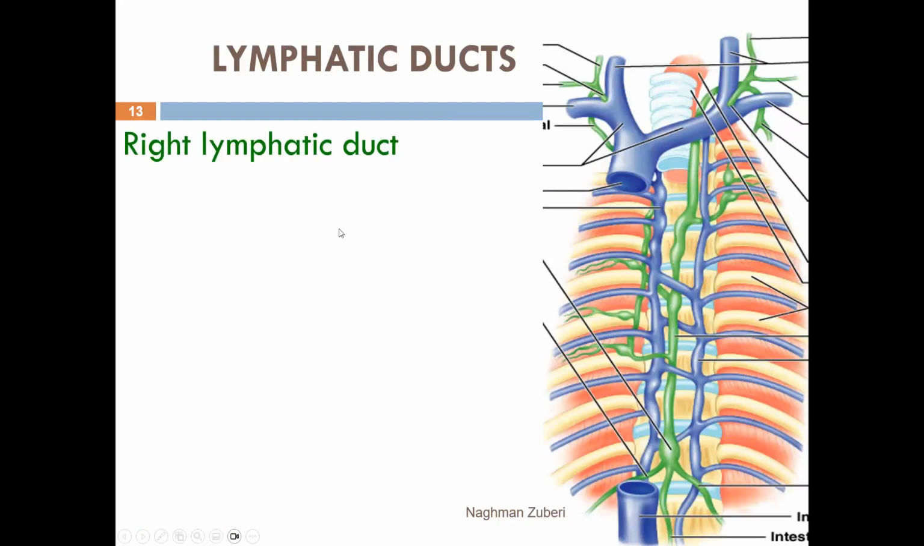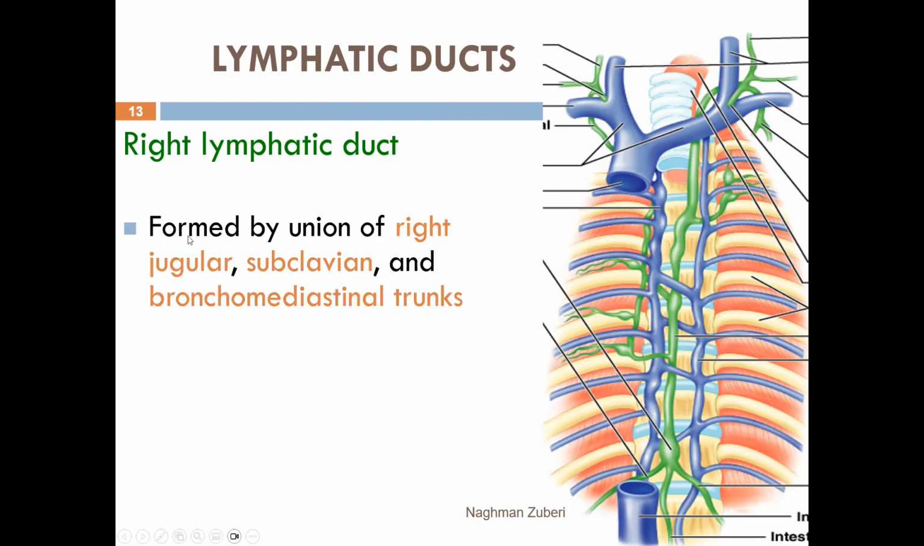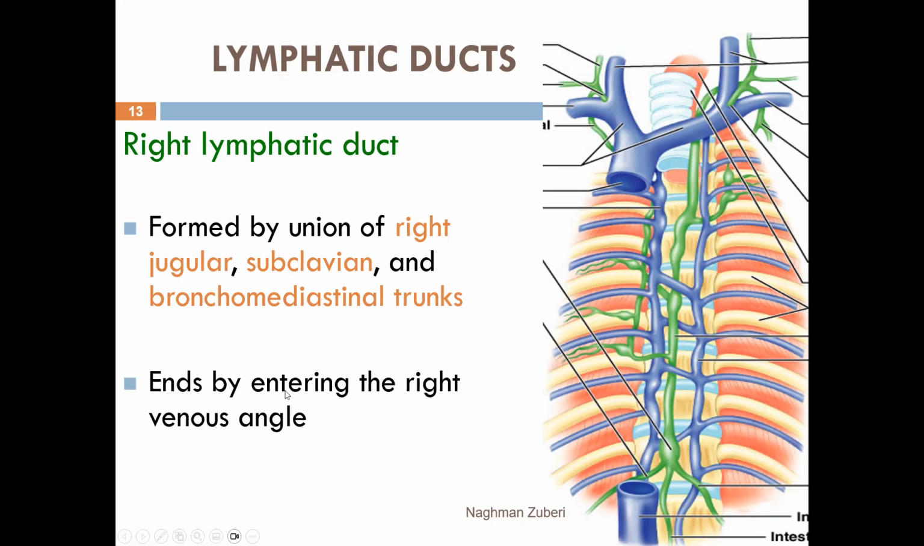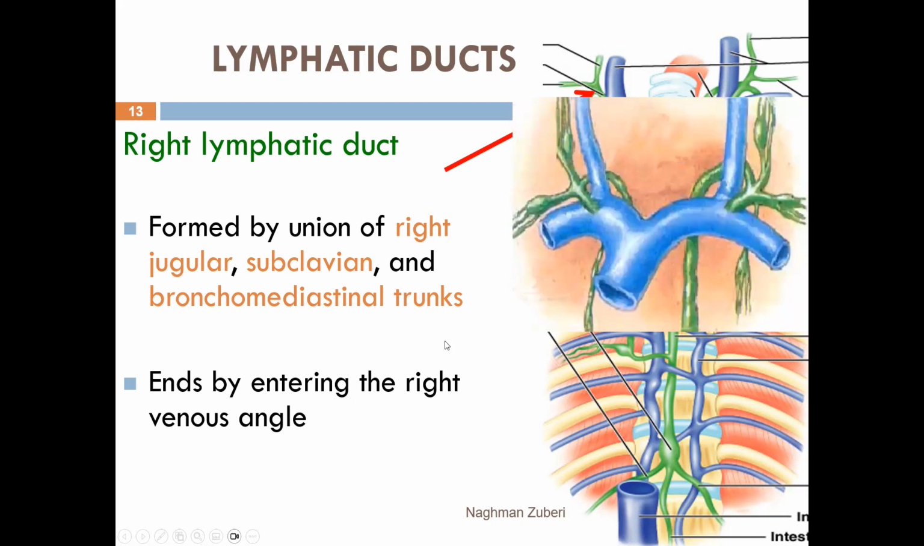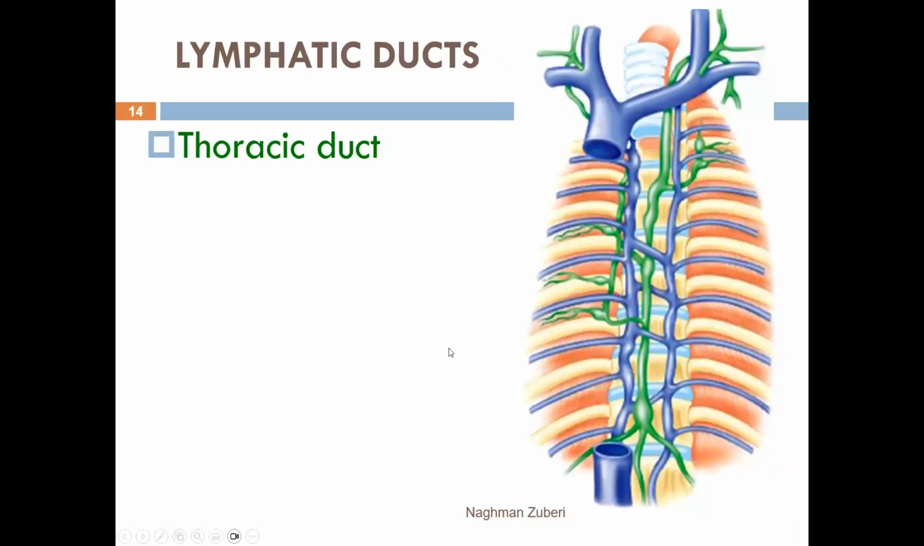Right lymphatic duct. We are talking now about the lymphatic ducts. It is formed by the union of right jugular, subclavian, and the bronchomediastinal trunks. It ends by entering the right venous angle here. We can have a closer look over here.